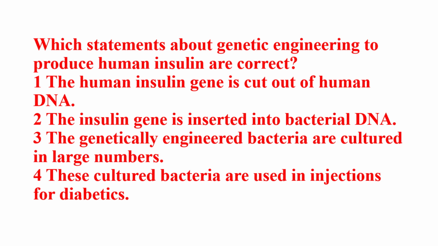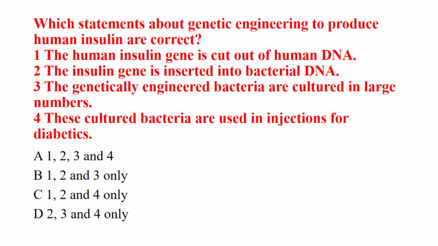Here are your options. 1. The human insulin gene is cut out of human DNA. 2. The insulin gene is inserted into bacterial DNA. 3. The genetically engineered bacteria are cultured in large numbers. 4. These cultured bacteria are used in injections for diabetics. Is it A, 1, 2, 3, and 4? B, 1, 2, and 3 only? C, 1, 2, and 4 only? D, 2, 3, and 4 only?